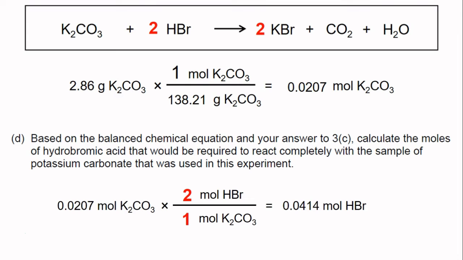Now let's be clear, this is the amount of hydrobromic acid that is needed. That's how much is required to react. In our next part, part E of this question, we're going to figure out how much hydrobromic acid is available based on the information from the data in this experiment. So on to part E.